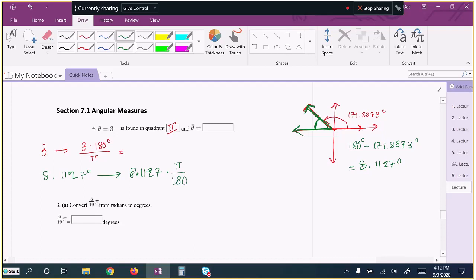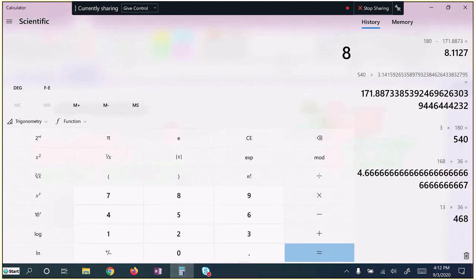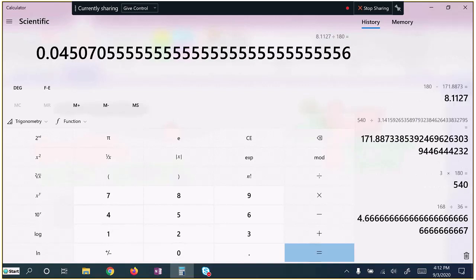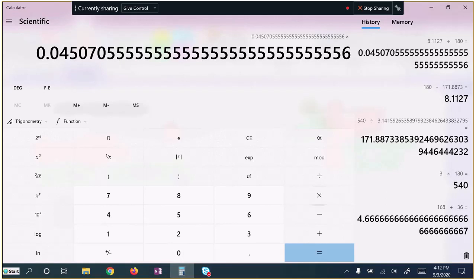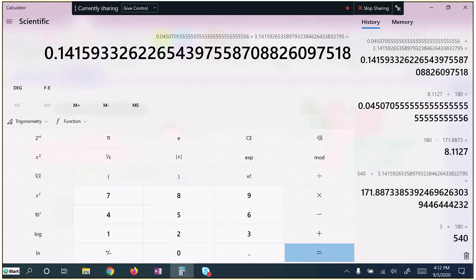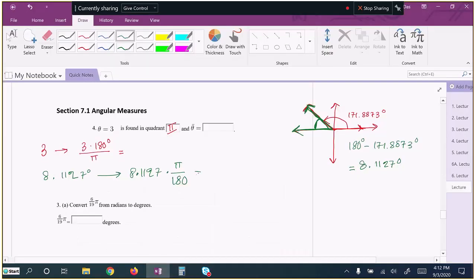So let's do that. All we need to do is divide 8.1127 by 180, and then we can go ahead and multiply pi with this thing, and my answer rounded to 4 decimal places is 0.1416, and that is the required reference angle. And that should answer my question. Okay.